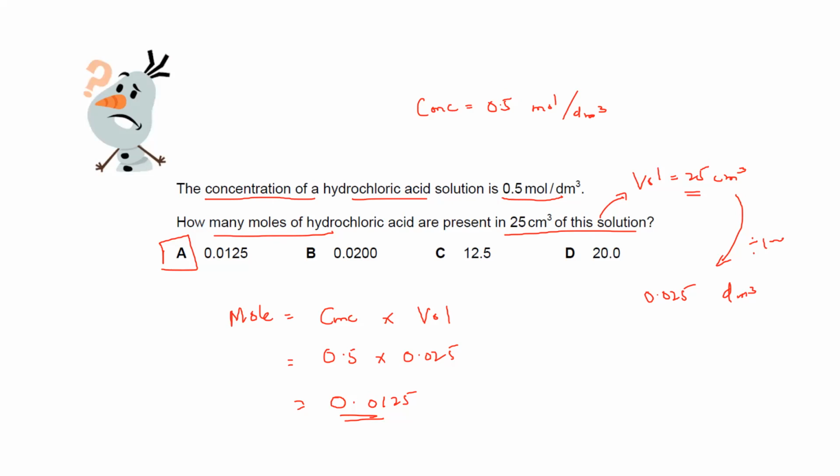Yes, you have to know that all the volumes should be in dm cube. So if the volume is in cm cube, to convert into dm cube, you have to divide by 1000. It's a unit conversion: whenever a volume is given in cm cube, all the volumes must be in decimeter cube. And to convert centimeter cube into decimeter cube, you have to divide by 1000.